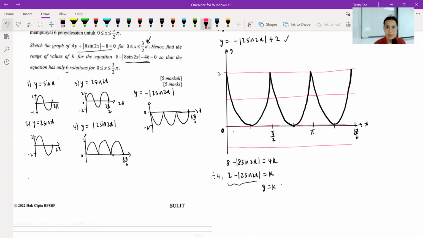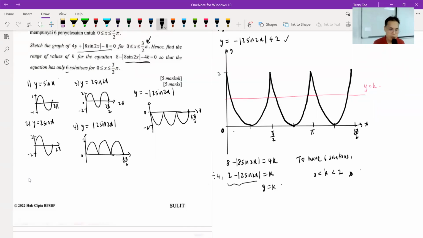So in order to have exactly 6 solutions, the line that I have to draw should be in between 0 and 2, right? So we say that in order to have 6 solutions, your k should be anything between 0 and 2. Okay, non-inclusive, it doesn't include 2, it doesn't include 0. Yeah, anything between 0 to 2, right?